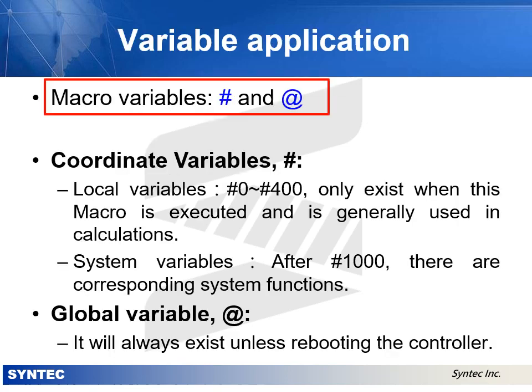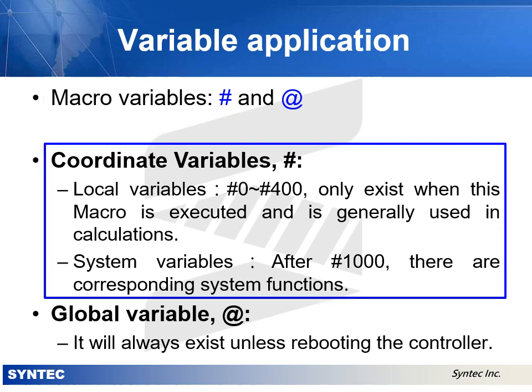Macro variables are divided into coordinate variables and global variables. The coordinate variable only exists when this macro is executed and is generally used in calculation. When not in use, the variable value is vacant. After the macro finishes, the coordinate variable will return to a vacant state. In addition, variables after 1000 are system variables with specific functions. Consult the manual for specific requirements.